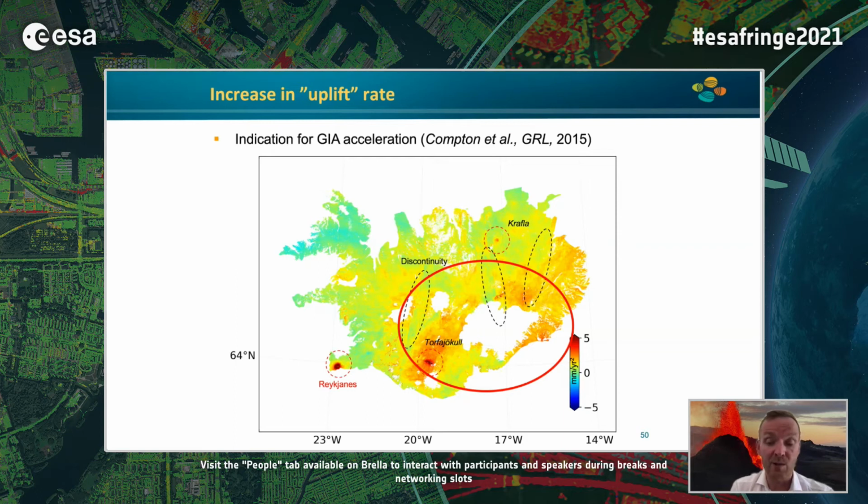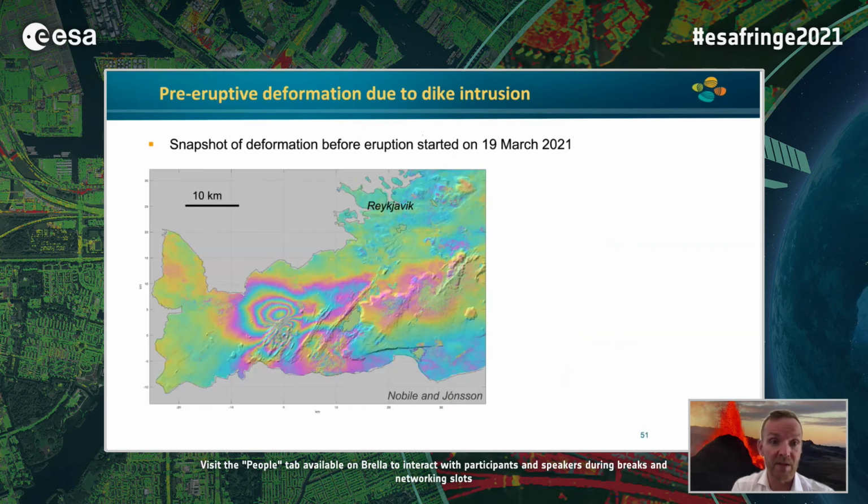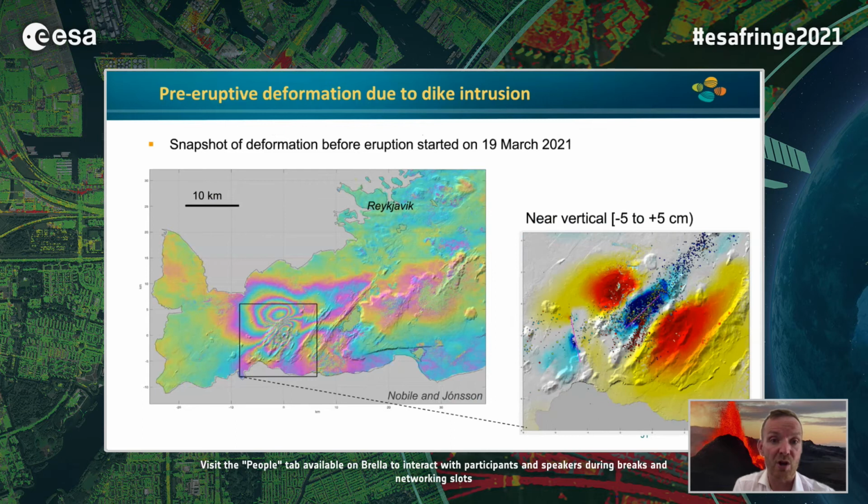That eventually led to a dike intrusion, which is here in Reykjanes, very close to the city of Reykjavik, only about 25 kilometers from the city. Here's a snapshot of the deformation in February and March. And then on the 19th of March, it made it to the surface. It was a clear dike intrusion, a near vertical displacement with nice uplifting flanks and subsiding middle. It made it to the surface on the 19th of March and it's still ongoing.